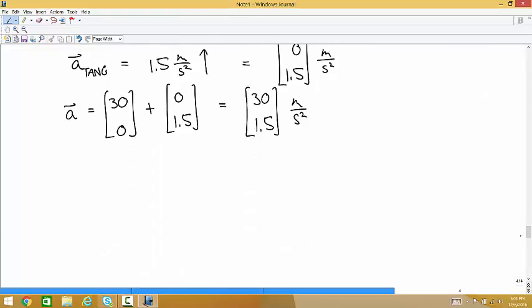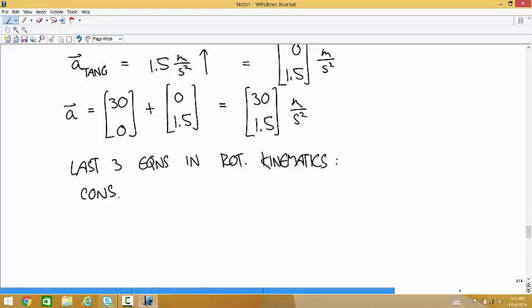Okay, so here's the last thing we're going to do with kinematics. There are 3 more equations. They look just like equations you've seen before. So the last 3 equations in rotational kinematics are the constant angular acceleration equations.